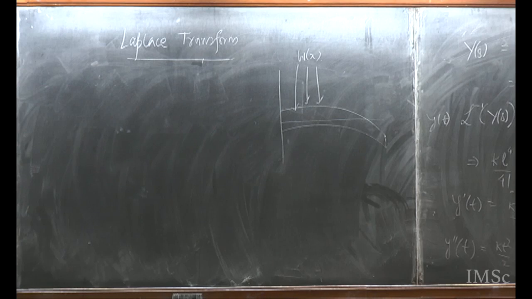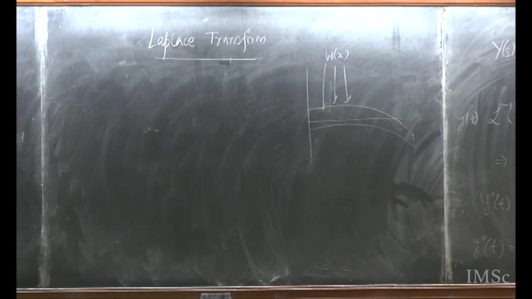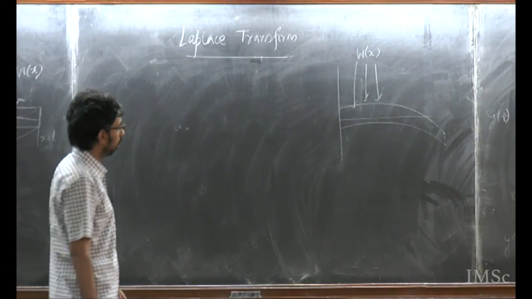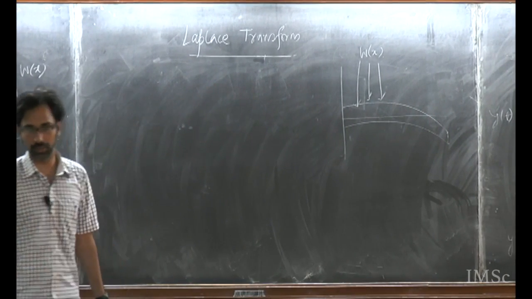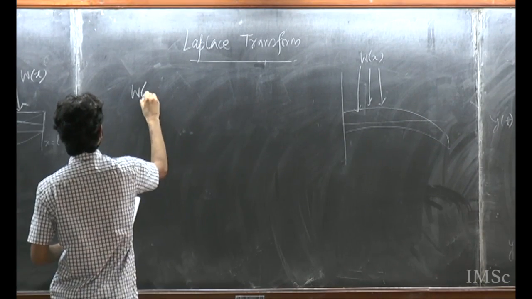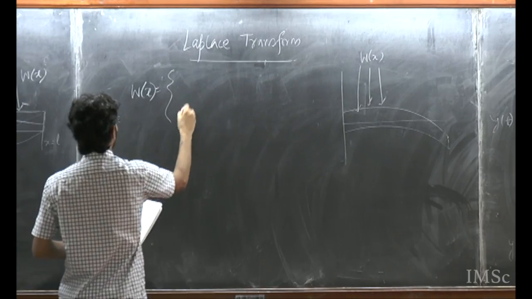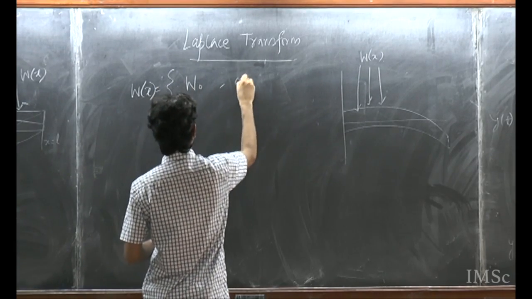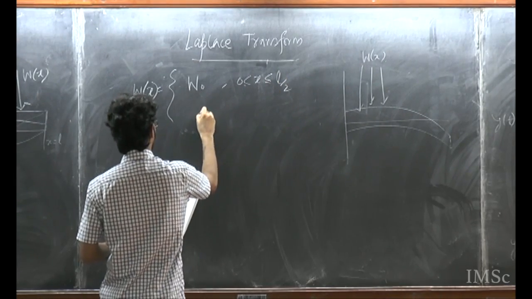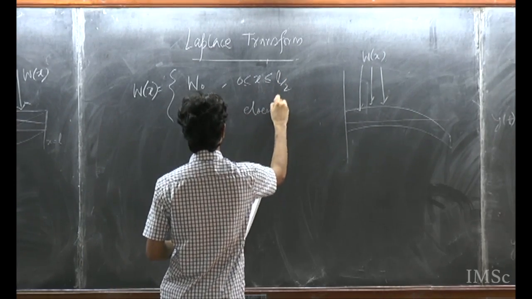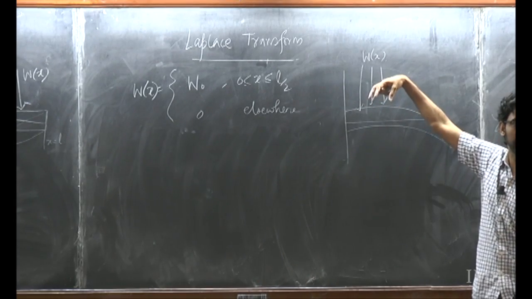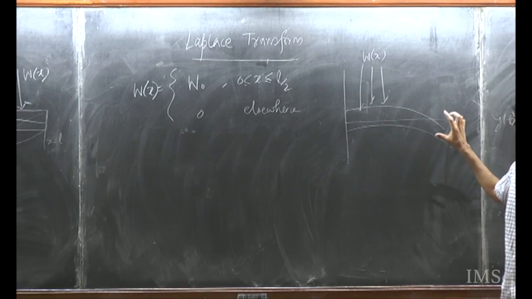So again, the differential equation is still the same, but the boundary values are different. So let me just give an example. Suppose the Wx is a constant weight W naught for 0 less than x less than or equal to L by 2 and 0 elsewhere, which means that you're putting load only on the initial half, the first half of the beam, and the rest of it is free. Okay.